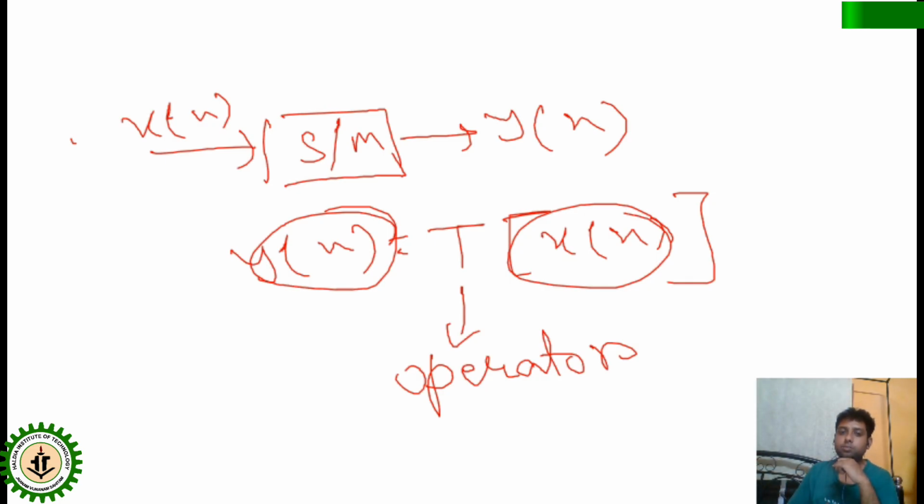Then the causal system is also there. In a causal system, the output always depends upon the present input as well as the past input, but does not depend upon the future input. That type of system is called a causal system. There is also a non-causal system.